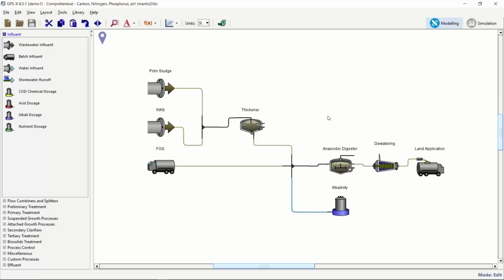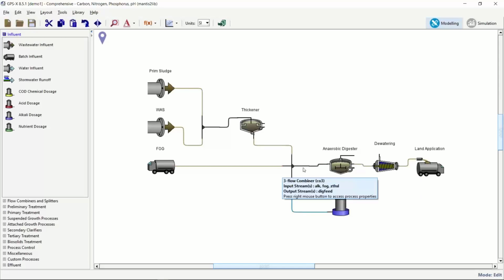model this as just the digester part by itself, just the biosolids part, or do the whole plant. I'm going to start with the simpler one first, which is basically dealing with just the biosolids part of the system. So here I've got a primary sludge and a waste-activated sludge coming into this gravity thickener, and then it's going into this digester. And this is where we're going to add the fog.